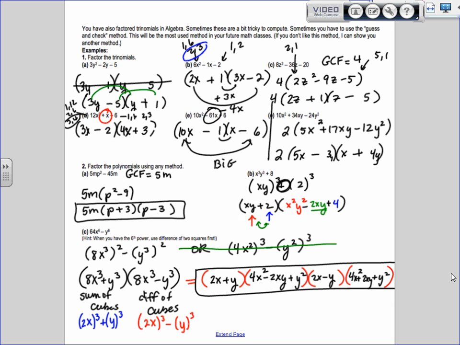Yeah? So how do you find 2x cubed plus y cubed? So how do I find 2x cubed plus y cubed? I'm basically taking the cube root of this. We'll talk about cube roots eventually, but I'm saying what times itself 3 times gives me 8x cubed. So it would be 2x times 2x times 2x gives me 8x cubed. Does that make sense? It's usually something really small, like 2, 3, 4. Okay.